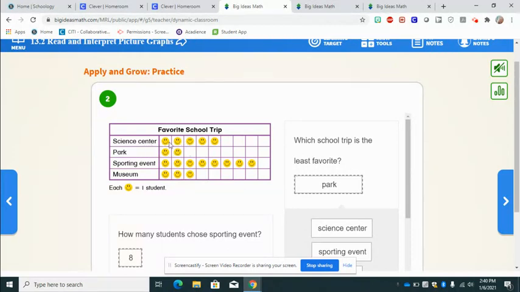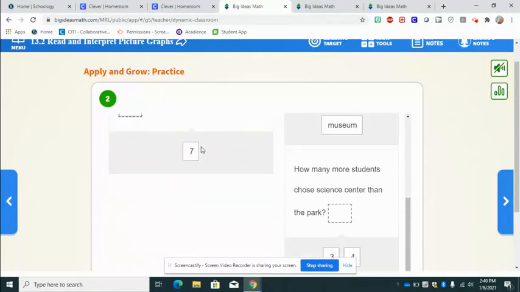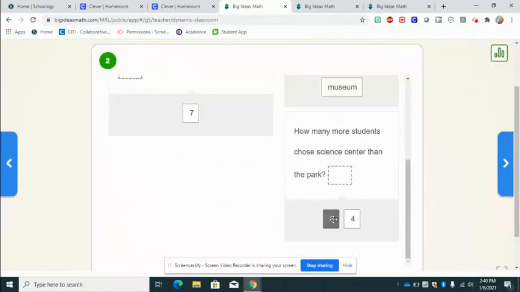Well, if I look at my pictures, I can see that when I look at Science Center, there are 3 left over. 1, 2, 3. These can go together and these can go together, but there are 3 left over. Or I can do 5, take away 2, and that gives me 3. So 3 more students chose Science Center than Park.